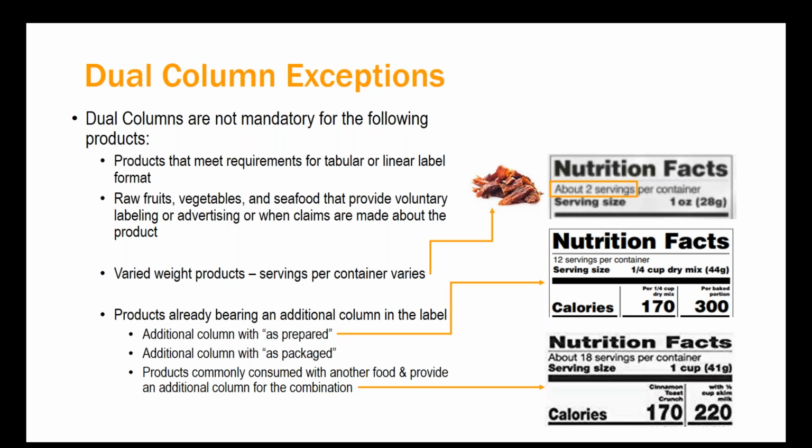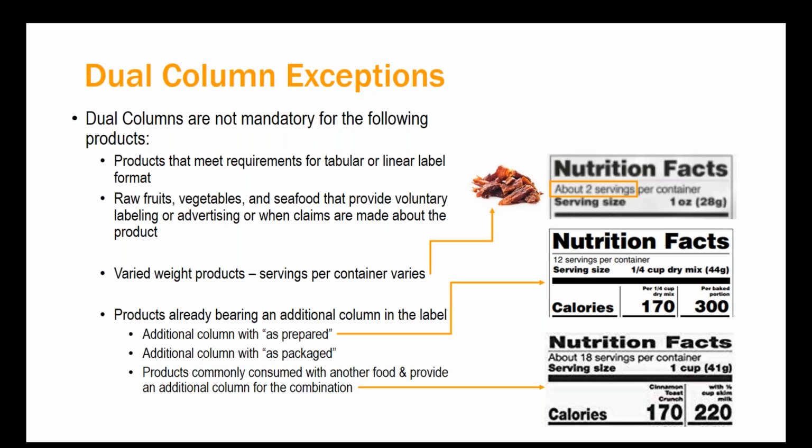And then products that are commonly consumed with another food and provide an additional column for the combo. A really good example of this that probably most people have seen if you eat cereal is cereal and milk. If you look at your nutrition facts on those, a lot of them do provide the serving size of just the actual cereal itself, and then they do provide the nutrition information with a half cup of milk.